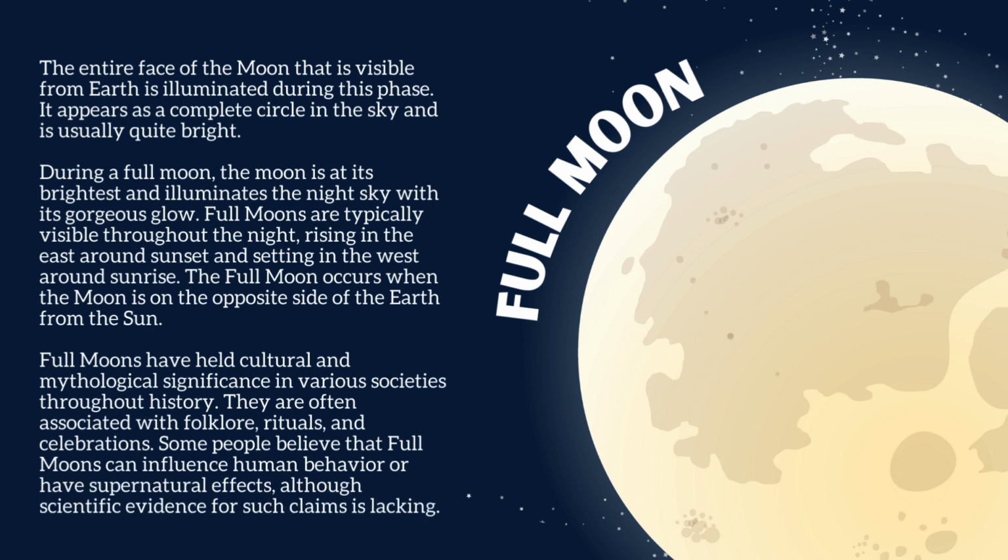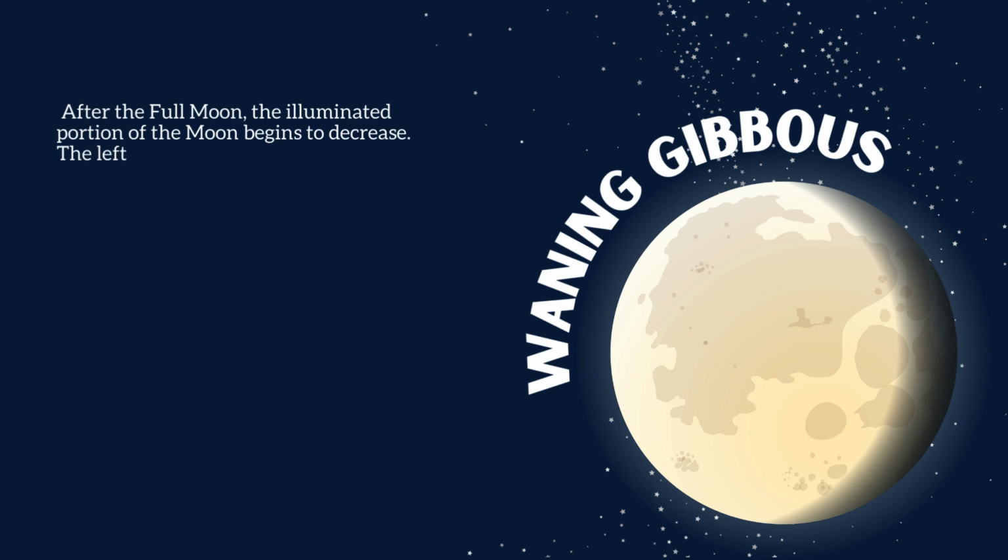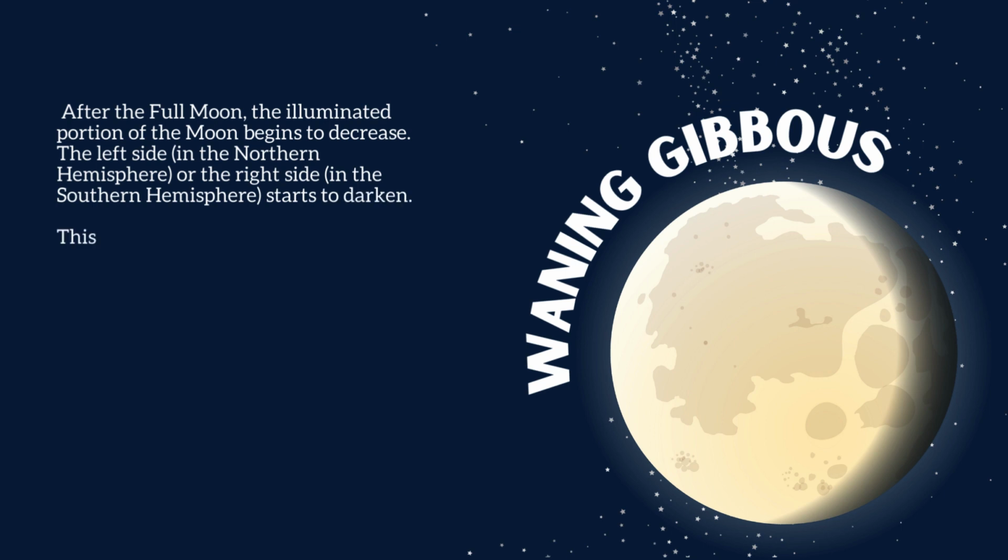After the full moon, the illuminated portion of the moon begins to decrease. The left side in the northern hemisphere or the right side in the southern hemisphere starts to darken. This phase of the moon is known as the waning gibbous.